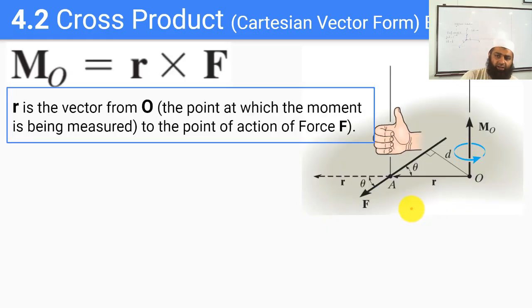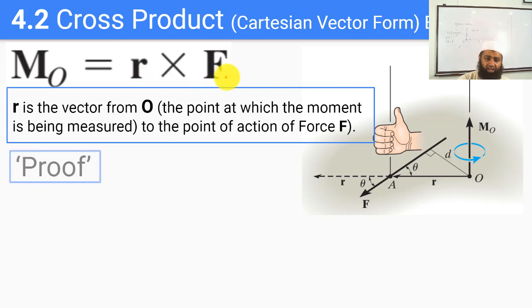Okay, so moving on, now we want to relate cross products to moments. The moment of a force is just the r vector, which is the position vector from the origin, or the point from where we want to find the moment, to the point of action of the force, and F is the force itself. So the moment of the force around the point O is equal to the position vector from point O to point A, which is the point of action of the force, crossed with the force itself.